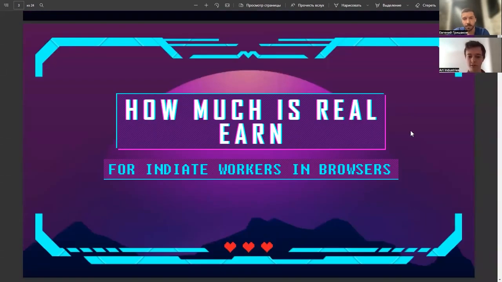Then let's talk about how much you can really earn if you're an indie developer. As far as I understand, some of the big studios that have millions of dollars may not be quite interested in the HTML5 market.